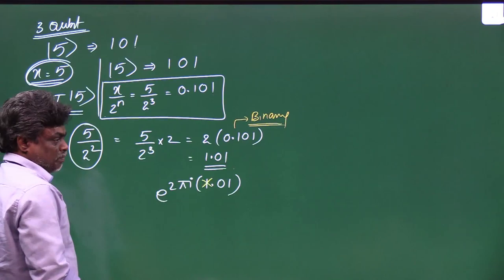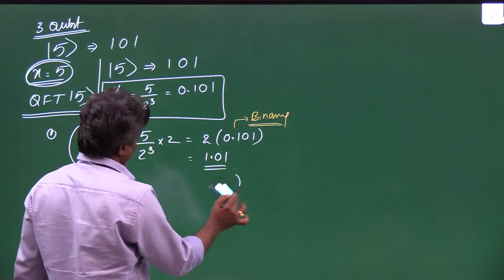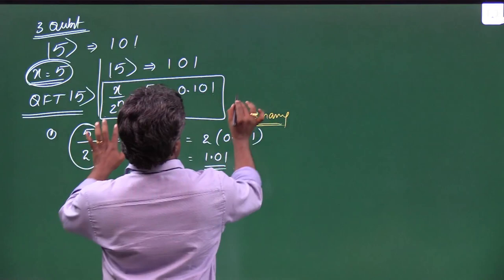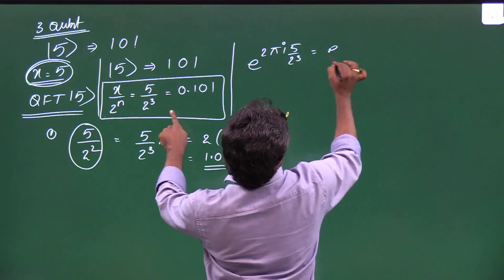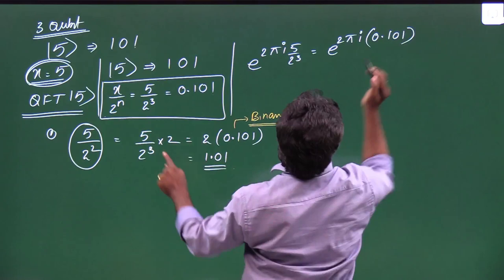Because it will become 1 when x is equal to 0 or 1. Otherwise, it will become 1. So, finally, e raised to 2 pi i, 5 by 2 cube is nothing but 5 by 2 cube. e raised to 2 pi i, 5 by 2 cube is 0.101. This is as it is, no change, sir.